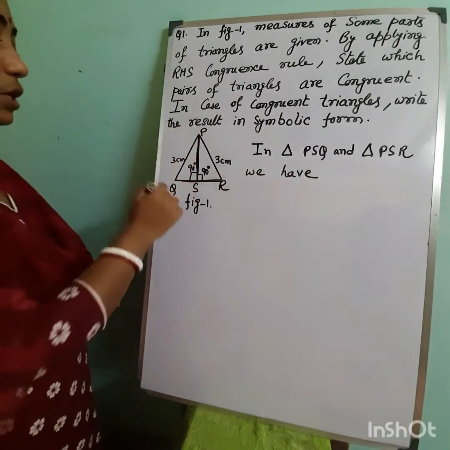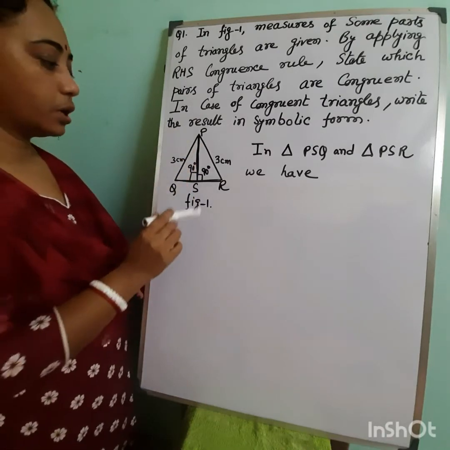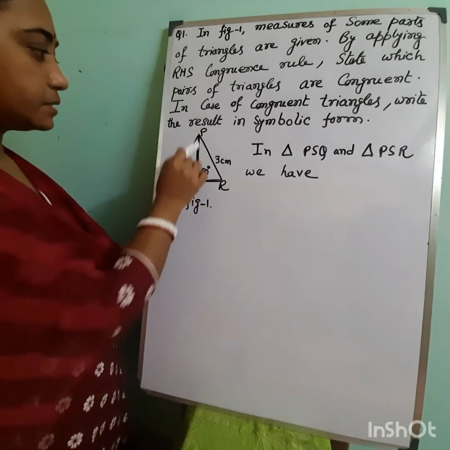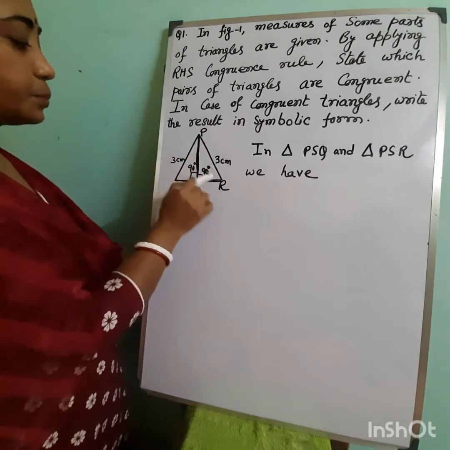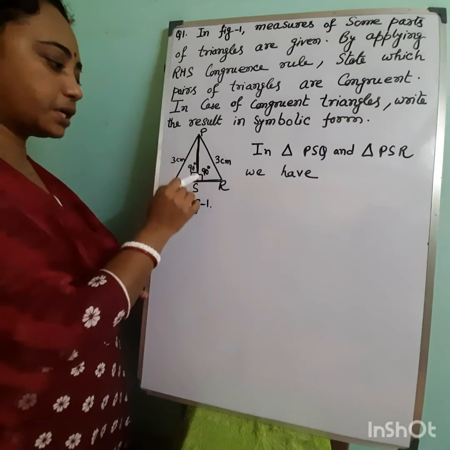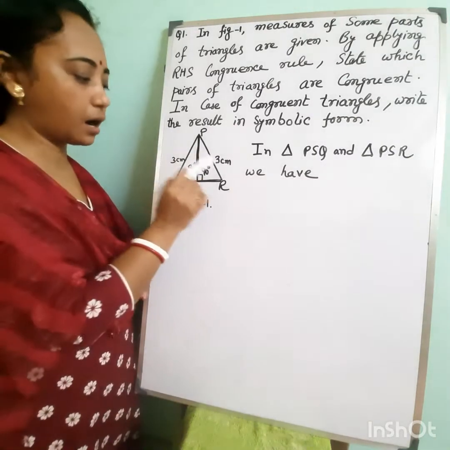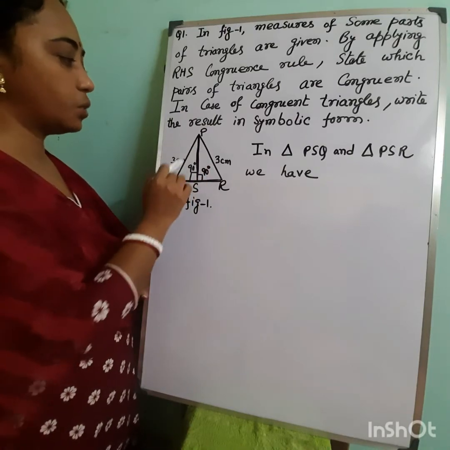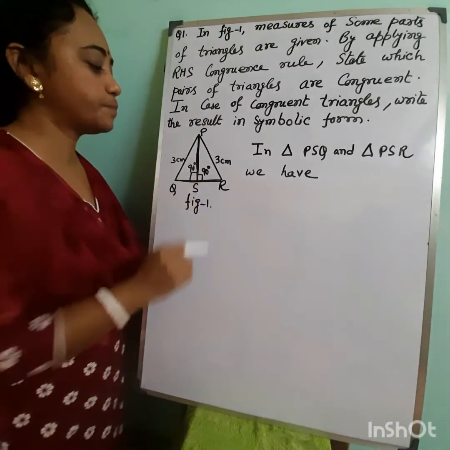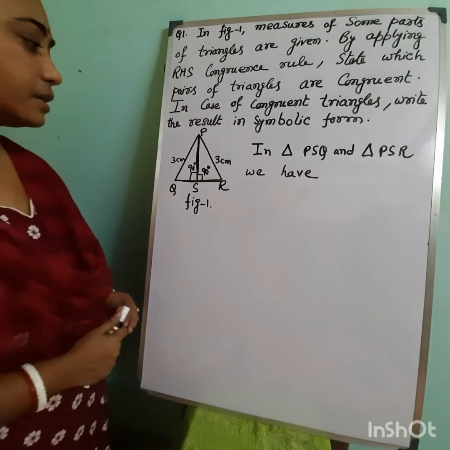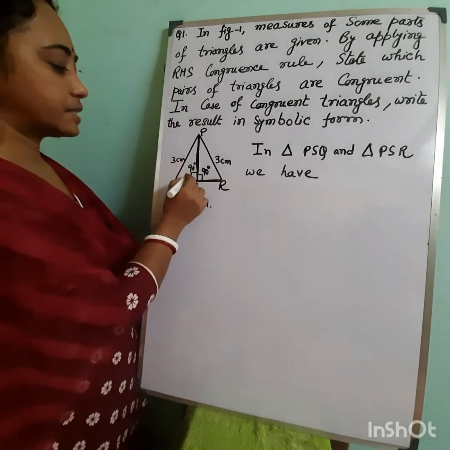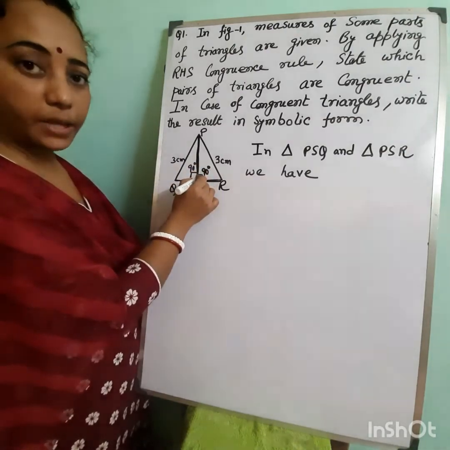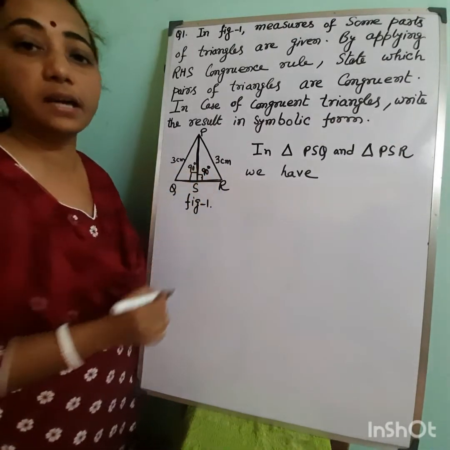Now you can see in figure 1 triangle PQR is shown. This triangle is divided into two parts by the side PS, which divides triangle PQR into two triangles, that is triangle PSQ and triangle PSR. Now we will consider these two triangles. We can see here that one of the angles is 90 degrees in this triangle, and also in triangle PSR one of the angles is 90 degrees. That means these two triangles are right triangles.